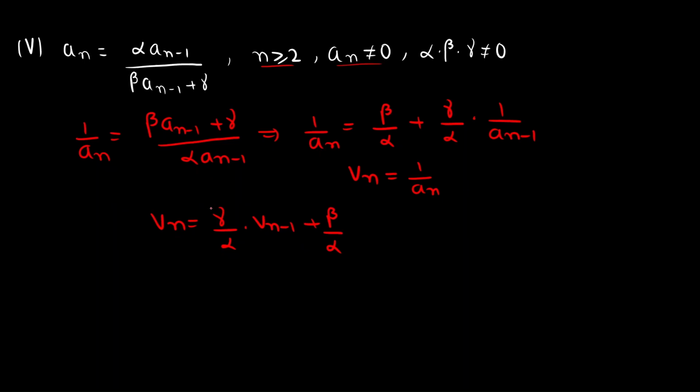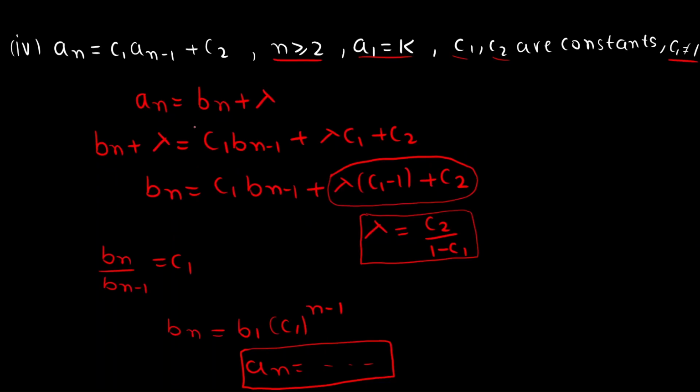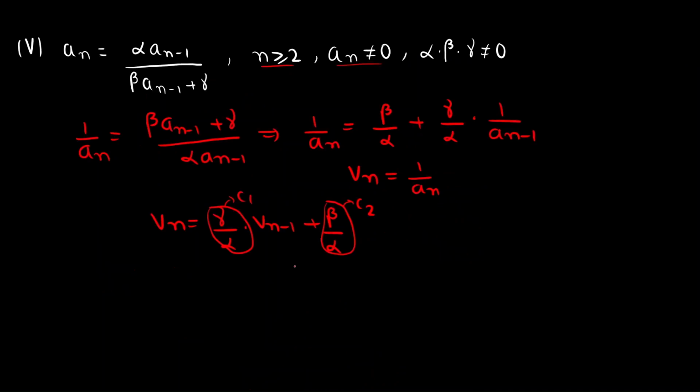Now if I call this, let's say, C1, and this C2, it is exactly of the form that we have seen before and we know how to solve it. So if we solve it, we will get Vn, and if we take the reciprocal, we get the solution for an. I hope everyone understood. Now let's move on to the next one.